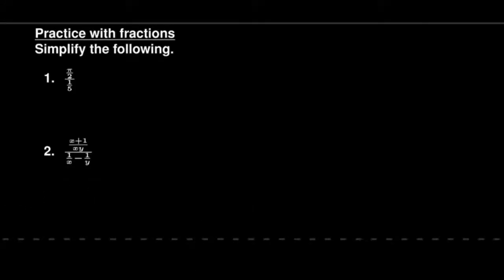So let's look at this. And yes, this is a division problem. So you have a fraction over a fraction. The top of it is pi/2, right? And then for the bottom, you just take the reciprocal of 1/5, which is 5/1. So we end up with 5pi/2.